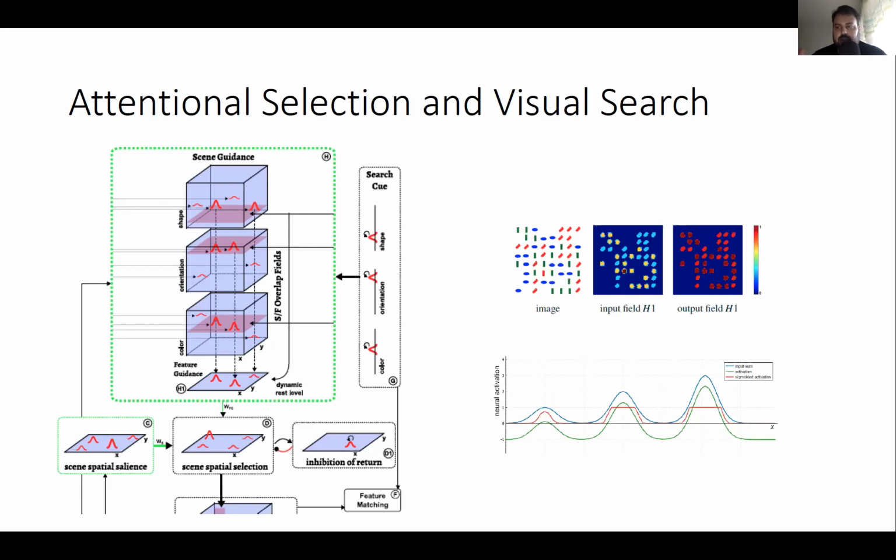And you have to take into consideration that this dynamic down-regulation is very important from the DFT point of view, because if you didn't have this dynamic resting level with increasing number of features, your activation would saturate, and then you would have no guidance effect.